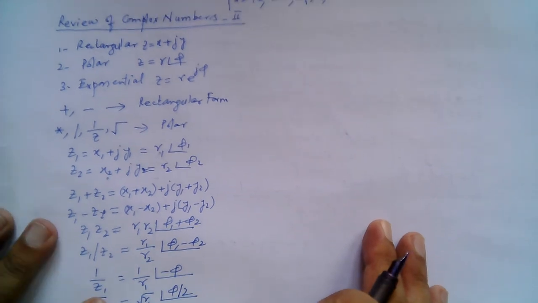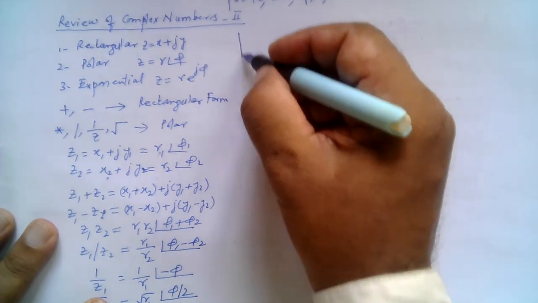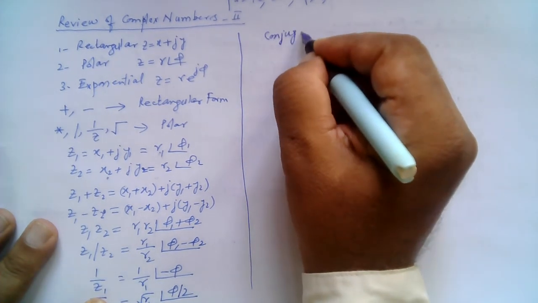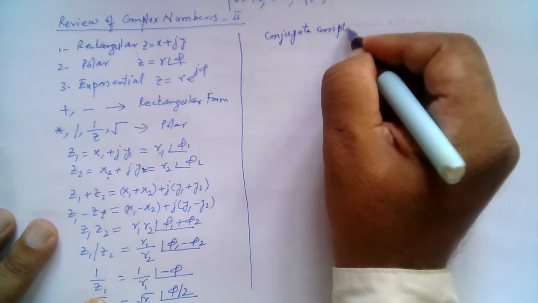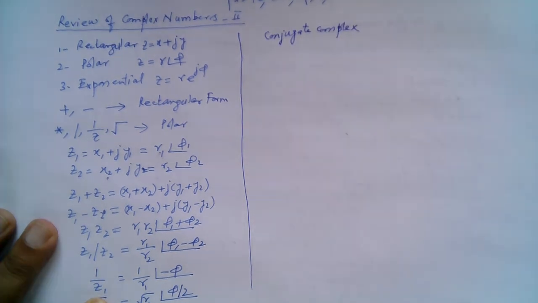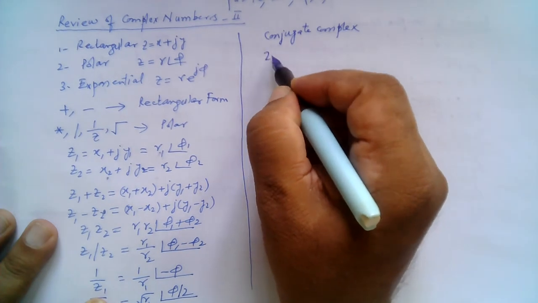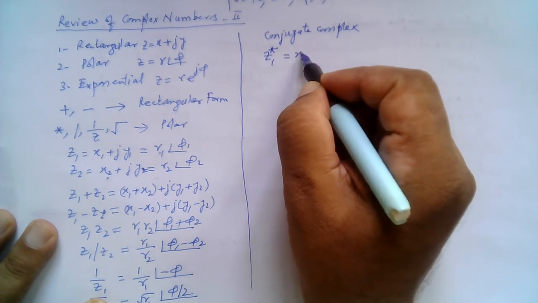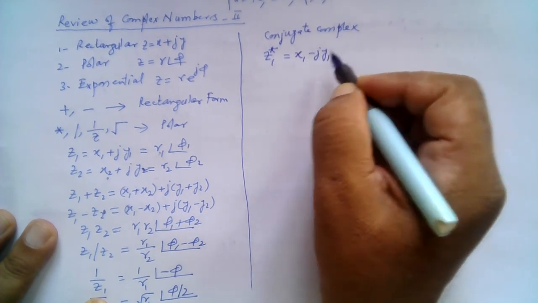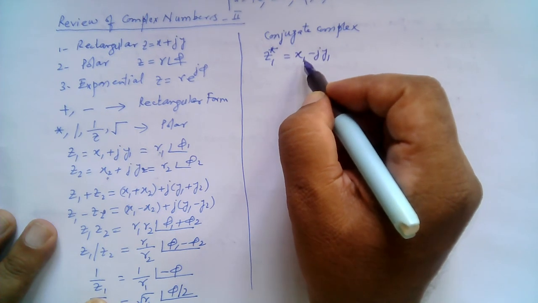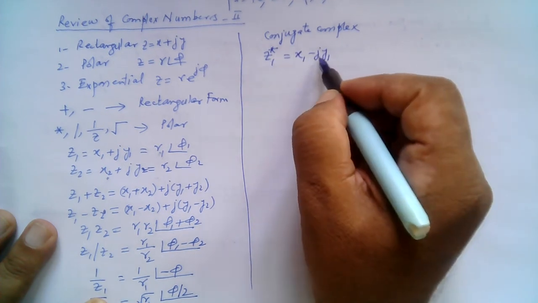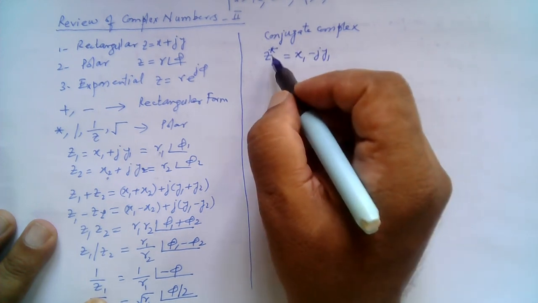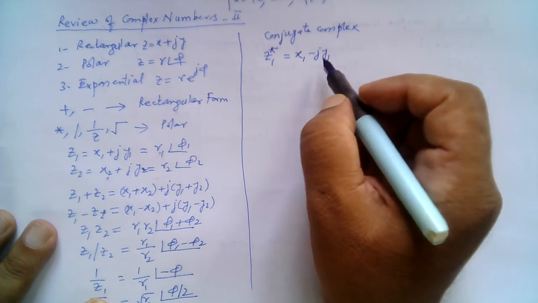Another important operation is the conjugate complex of a complex number. So if we have, for example, z1, the conjugate complex is represented by z1 star here, and that will be x1 minus jy1. The sign will be reversed here. If it was x1 plus jy1, the conjugate complex will have x1 minus jy1. And if it was x1 minus jy1, then the conjugate complex will be x1 plus jy1 here, right?